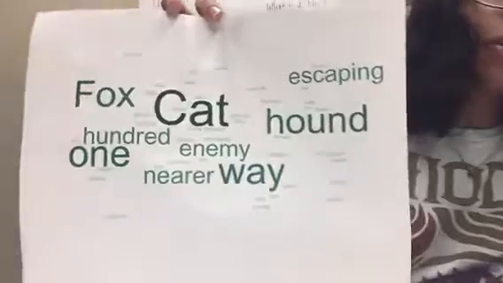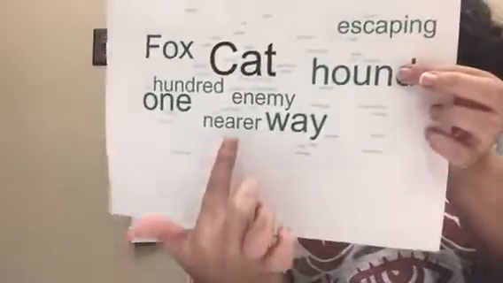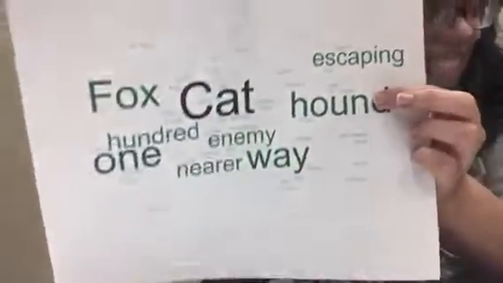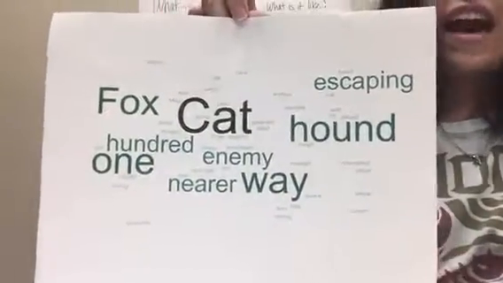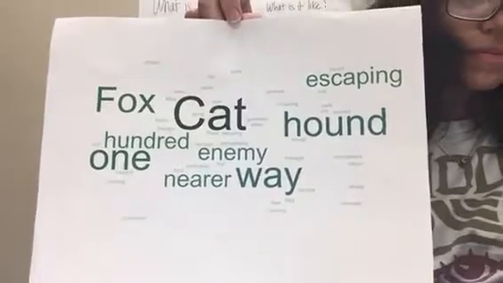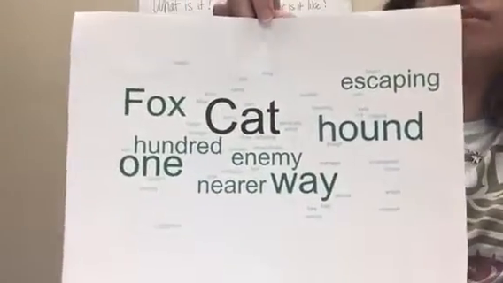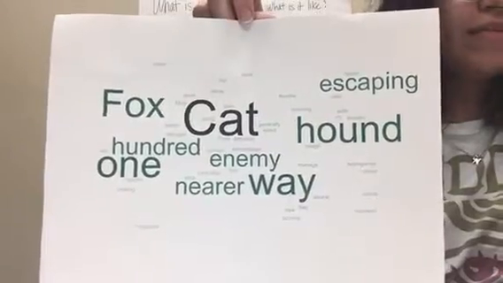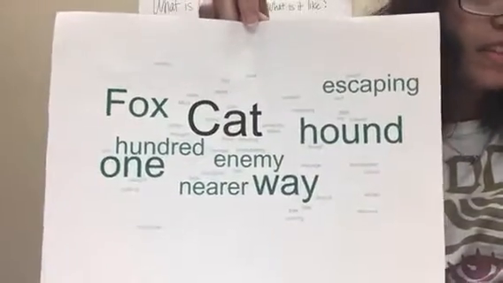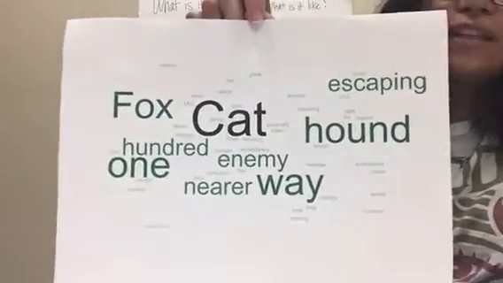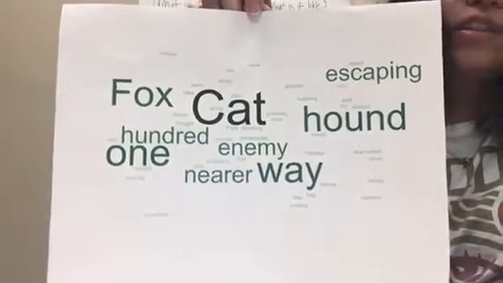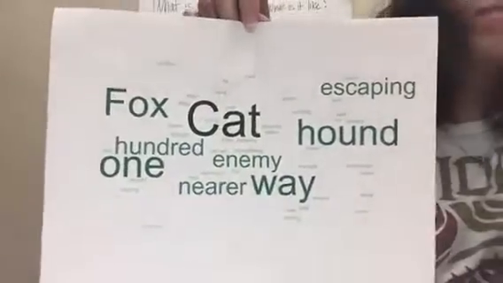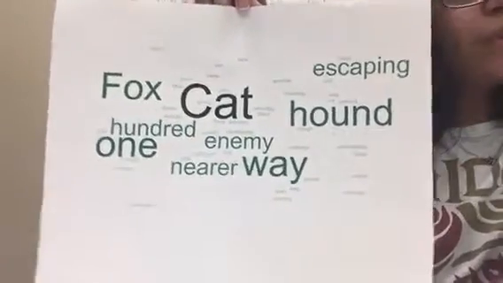Let's think about the words hound, enemy, and escaping. What do you think happens in the story if these words appear a lot? I think there's a mean man in it. Somebody mean. And okay, someone's getting away. So who do you think the enemy is in this story? Maybe a hound. Maybe the fox? We'll read and find out.